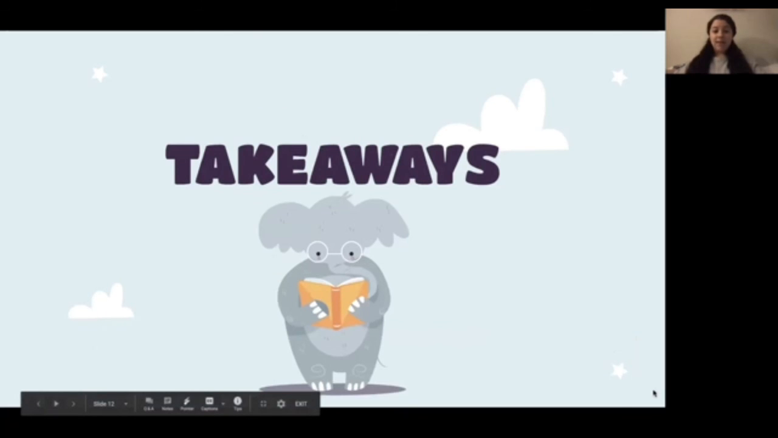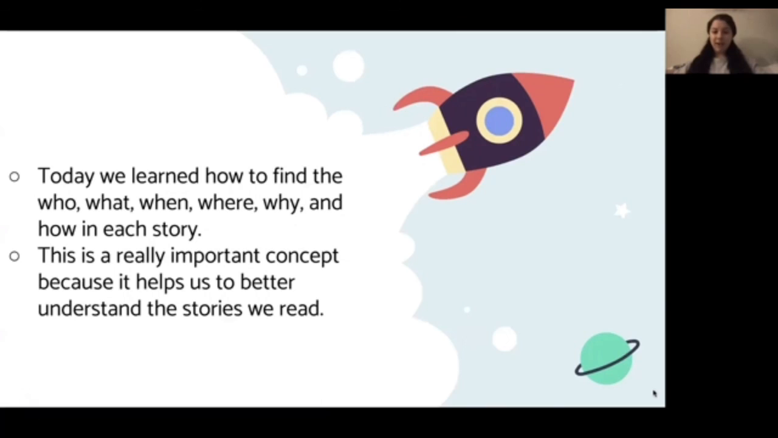Today, we learned how to find the who, what, when, where, why, and how in each story. This is a really important concept because it helps us to better understand the stories that we're reading. With this technique, we're able to read more complicated stories, and we can break them down into these categories to understand them.